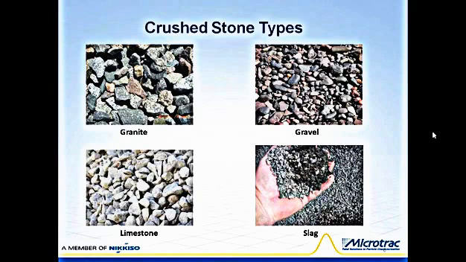The types of crushed aggregate commonly used are pictured here. Top left is granite, to the right gravel, bottom left limestone, and slag.